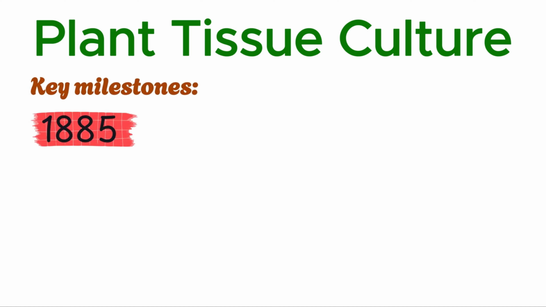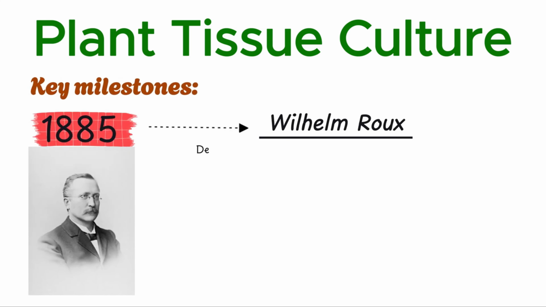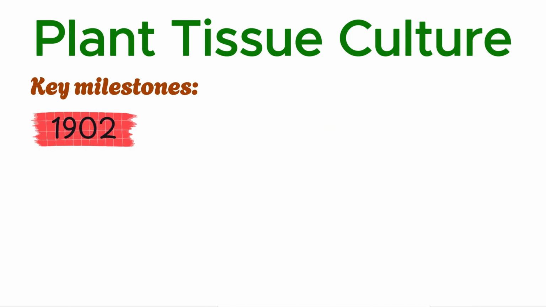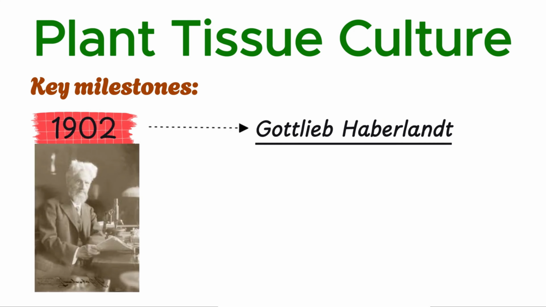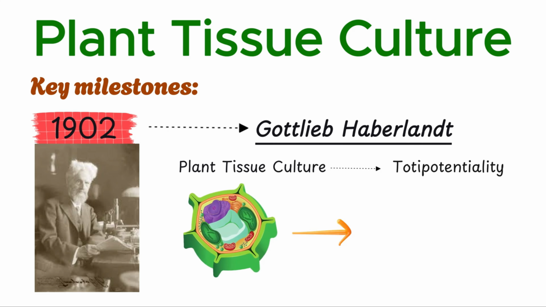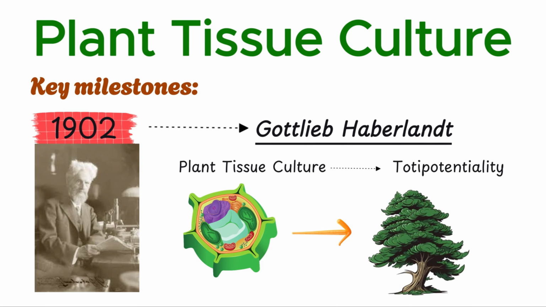In 1885, Wilhelm Roux demonstrated the principle of tissue culture by maintaining a section of the medullary plate from an embryonic chicken in warm saline solution. In 1902, Gottlieb Haberlandt introduced the concept of plant tissue culture, known as totipotentiality, proposing that all plant cells have the potential to regenerate into a complete plant.